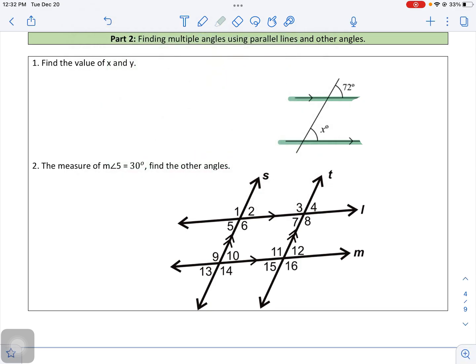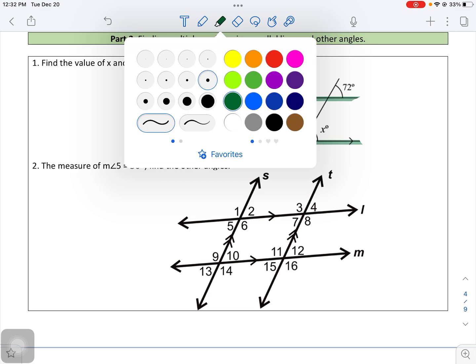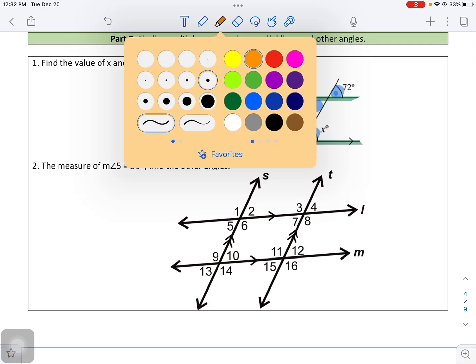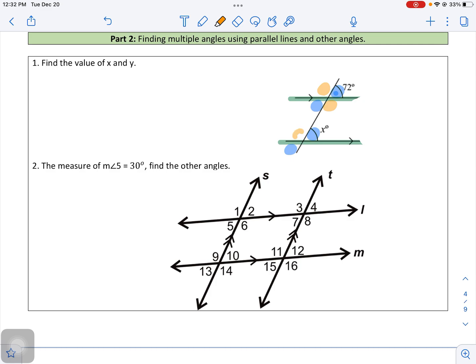So I can see this angle is acute. This angle is acute. This angle's acute. This angle's acute. Obtuse, obtuse, obtuse, obtuse. So if you notice, I'm trying to find x. X and 72 are both blue. If they're both blue, they're both acute. That means they're congruent. So that means x is also 72 degrees. X is 72 degrees because they are both acute and they both share the same color.